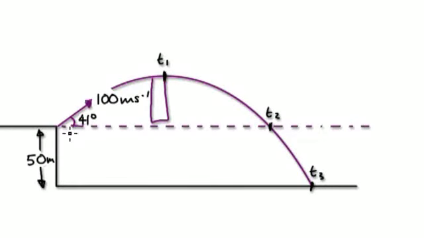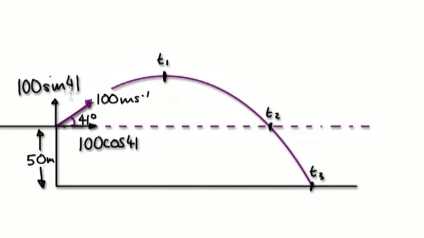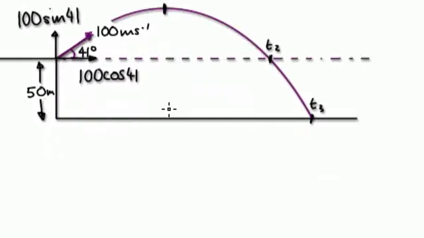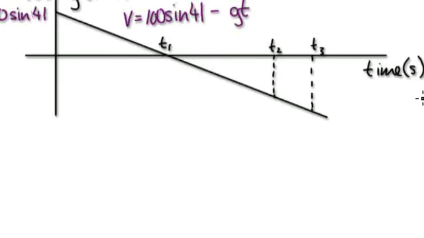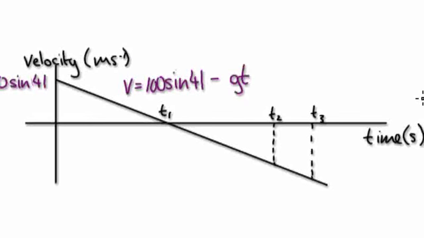So yeah, we've got to break this up now. Break this diagonal thing up because at the moment it's quite complicated when it's diagonal. So break it up into the horizontal and the vertical components. Okay, and then jump to the velocity time graph.